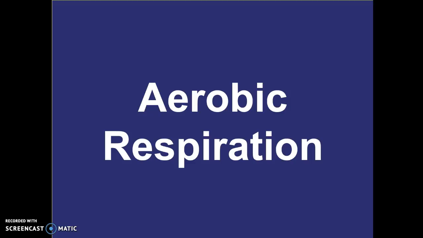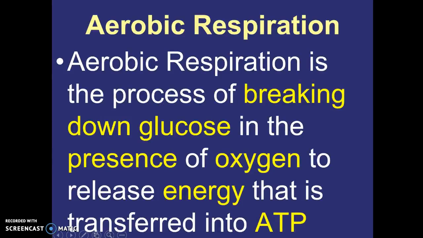Okay, so aerobic respiration is the process of breaking down glucose in the presence of oxygen to release energy that is transferred into ATP. So notice we're breaking down glucose. The whole point of photosynthesis was for plants to make their own glucose. That was the end product. Here it's kind of the opposite. We start with glucose. Now we get our energy.